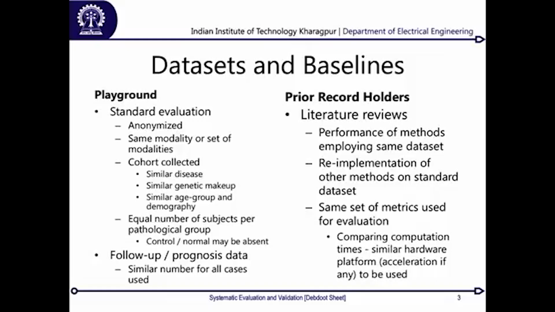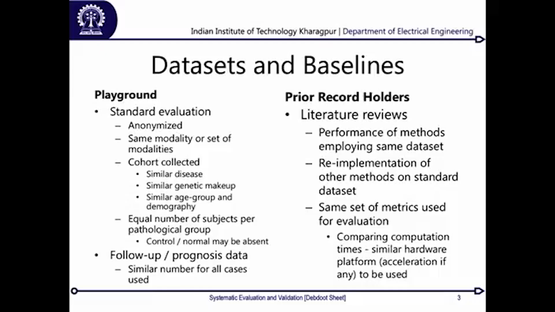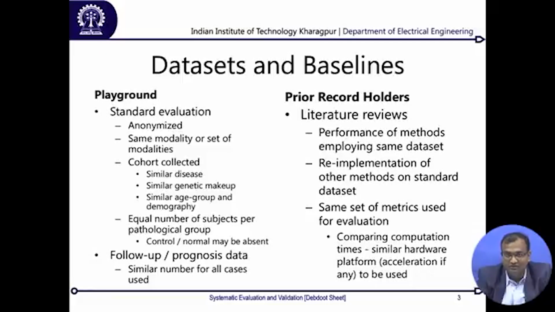Although in medical images we do understand that getting normal data is a problem, and that's always kept as a reservation, saying that without normals, just for the disease categories, we are definitely able to prove it. Now the other part is that if you have access to follow-up data or prognosis data for your complete cohort, use it only in that case. Suppose you don't have follow-up data for all of the subjects enrolled in the study, or all the subjects whose data you are using, in that case do not use it.